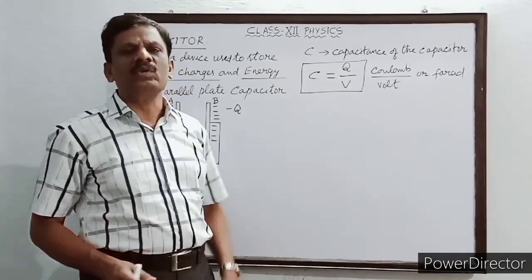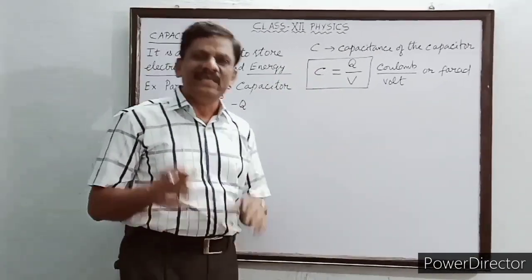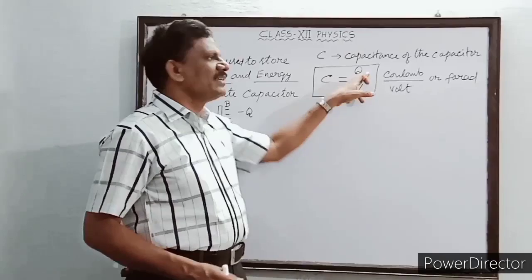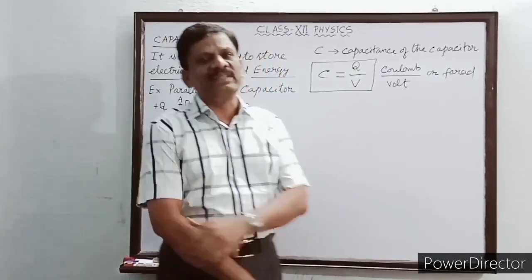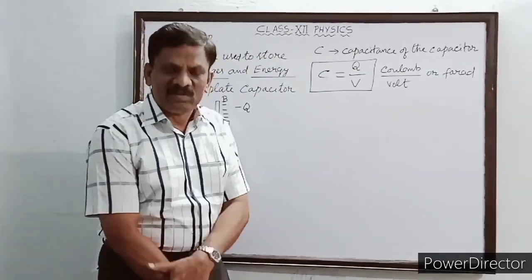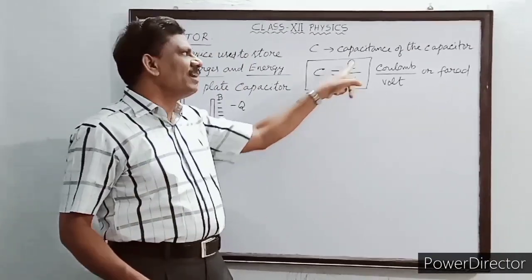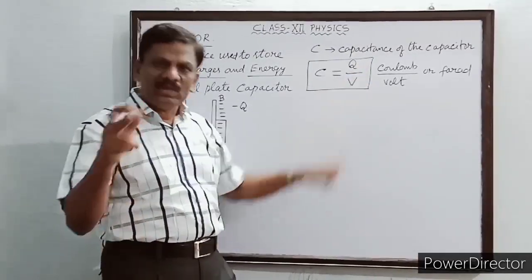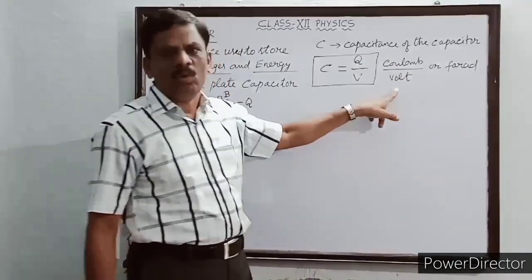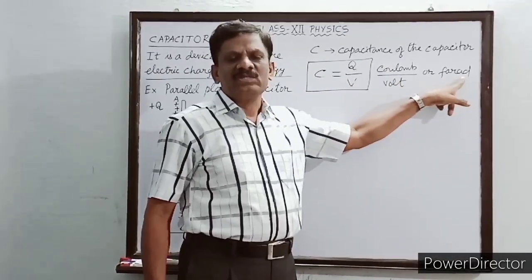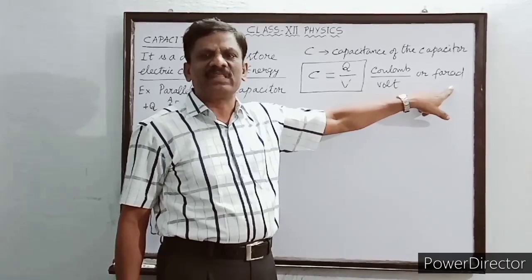Okay. So now how to define the capacitance of a capacitor? The capacitance of the capacitor is defined as the ratio of the charge given to the plates of the capacitor to the potential difference between the two plates of the capacitor. Understood? So I will define once again. The capacitance of a capacitor is defined as the ratio of the charge given to the plates of the capacitor to the potential difference between the plates, and its unit is coulomb per volt or farad. The farad is in honor of Michael Faraday. We have given farad as the unit for capacitance.